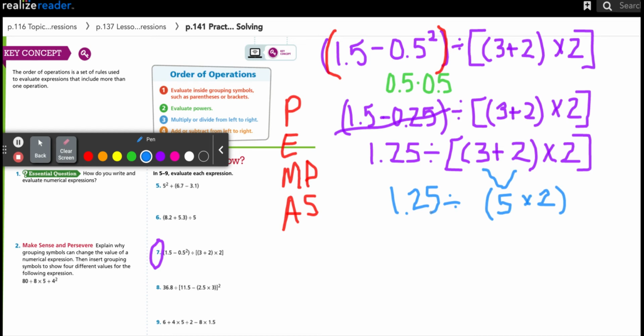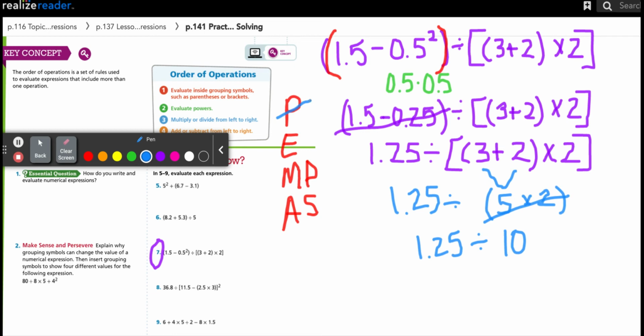Okay, what's in my parentheses? 5 times 2. 5 times 2 is 10. Write it. I can cross it off so I don't get confused. Divided by, bring down the rest: 1.25 divided by 10. So now let's look at my PEMDAS. I took care of all the parentheses.